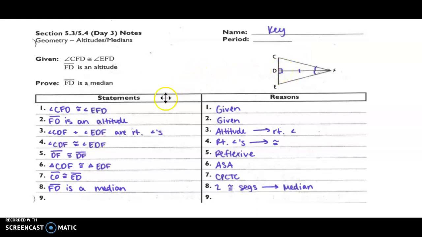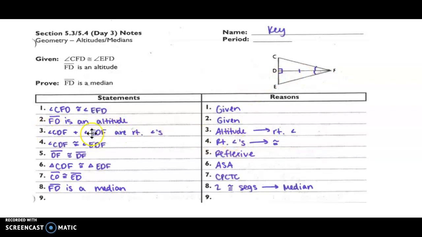You're given this angle, CFD is congruent to EFD, so we put tick marks here. You're given that FD is an altitude. Well, if that's an altitude, then these angles, CDF and EDF, are right angles. So if altitude, then right angles, and we know that those angles are going to be congruent, and so we declare CDF is congruent to EDF. If right angles, then they are congruent.